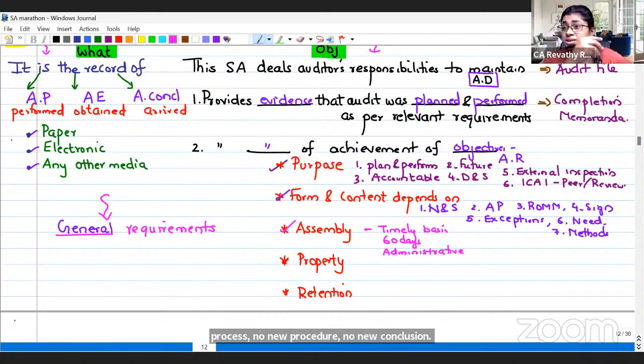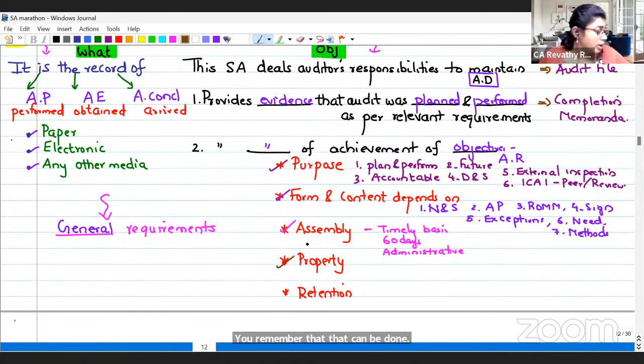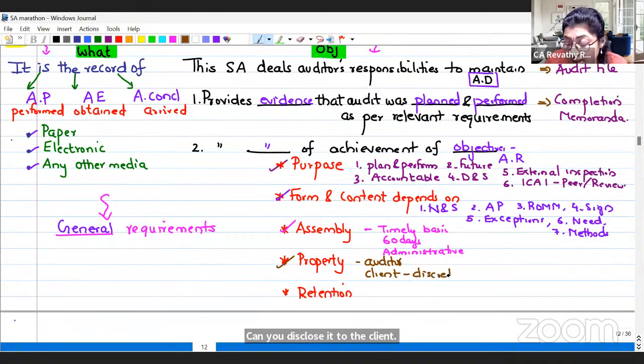The last MTP we discussed. However, there can be few changes such as, since we discussed, I'm not saying again. Deletion, addition, sorting, signing. You remember that? That can be done. But whose property? Auditor. Can you disclose it to the client? Yes, at your discretion. Only the extract. Can you disclose it to third party? No. Unless client consent or required by law. If not, you are violating confidentiality.